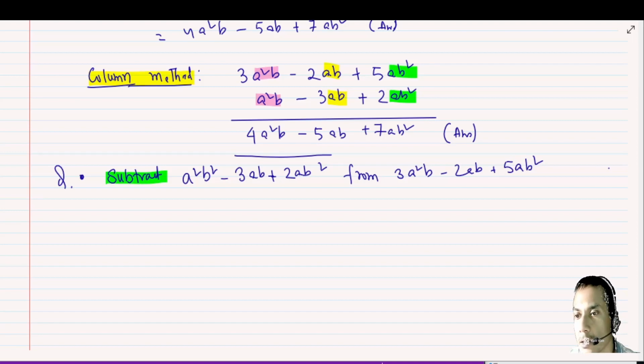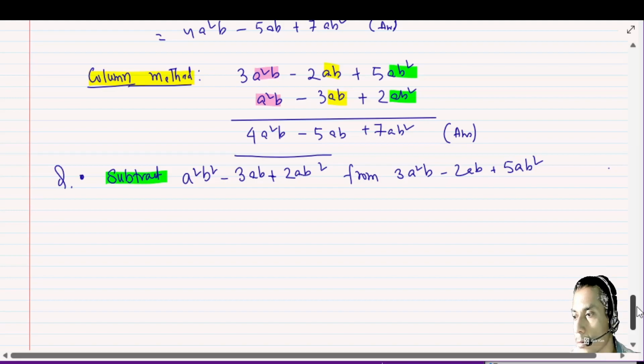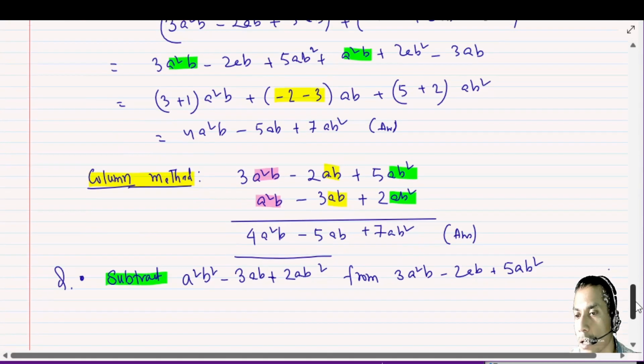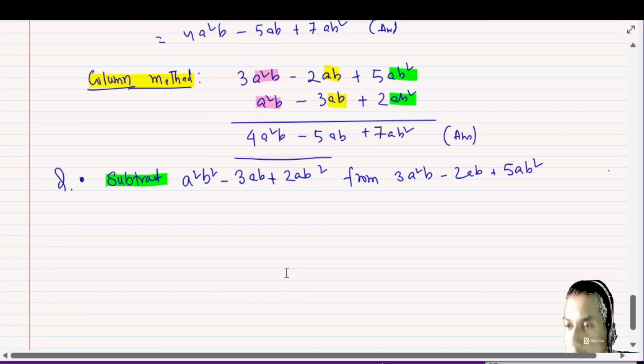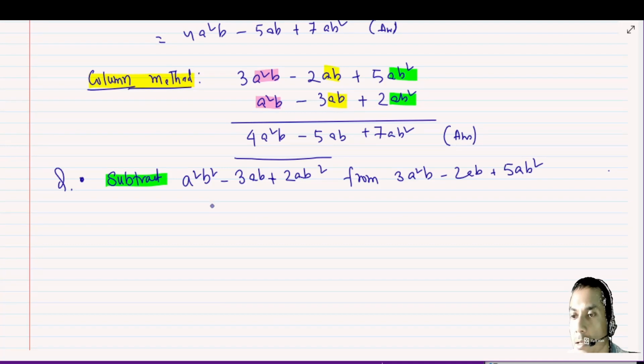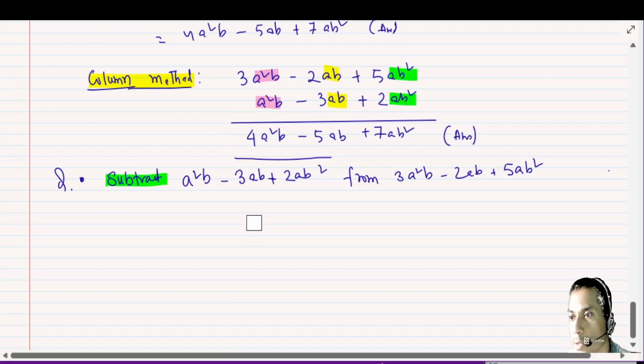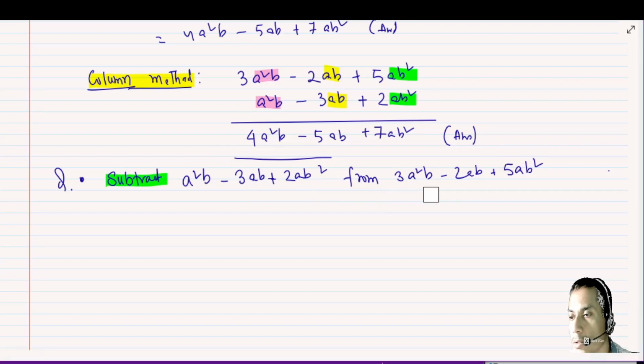Next we learn the subtraction method by the horizontal and the column method. So let's take one example. Subtract a square b minus 3ab plus 2ab square from 3a square b minus 2ab plus 5ab square.